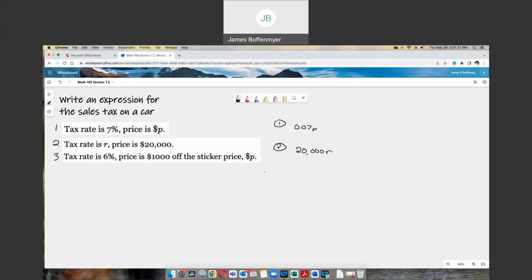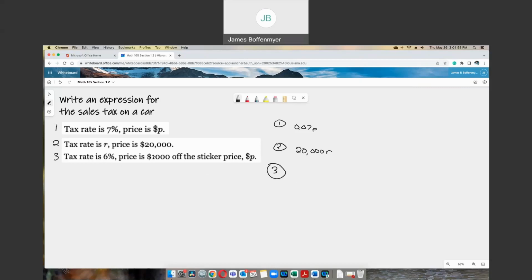Okay. So part three, this is going to be the one that a lot of students struggle with. The tax rate is 6%. The price is $1,000 off of the sticker price, which is P. So this is where we're going to have to do a little subtraction. Aha, keyword, subtraction. That means you automatically need to think backwards.